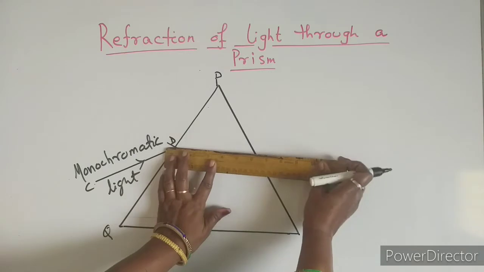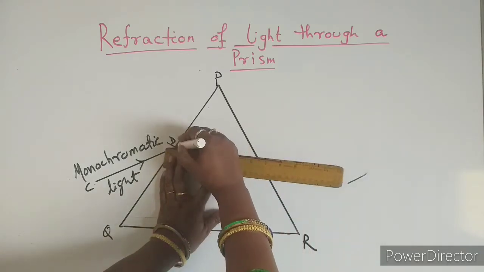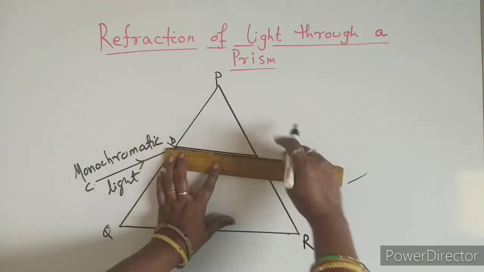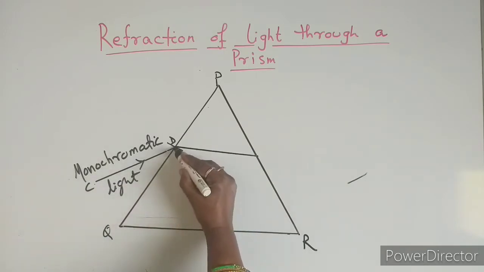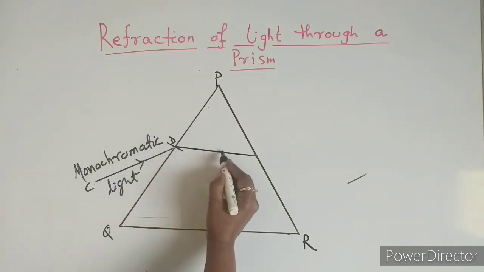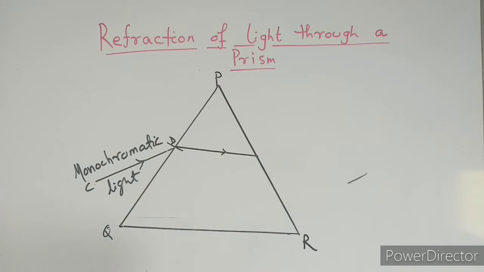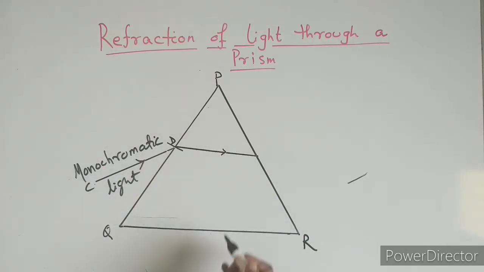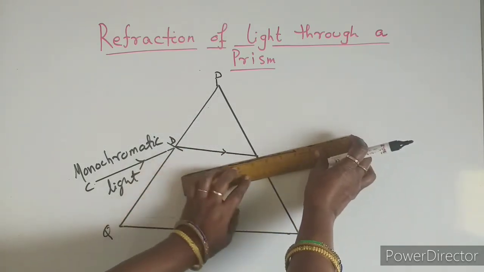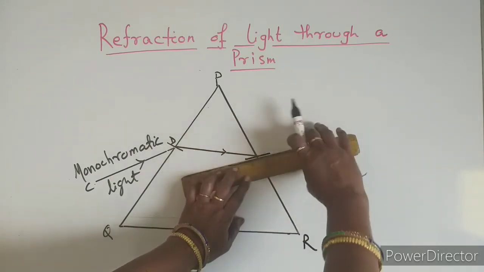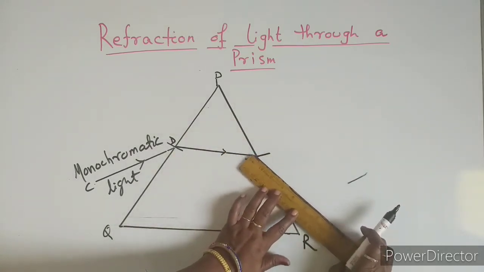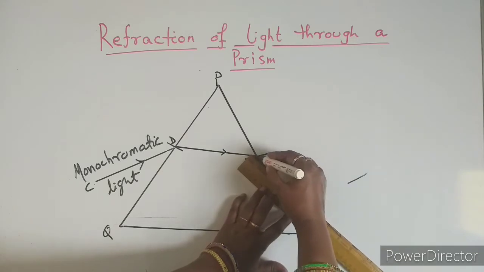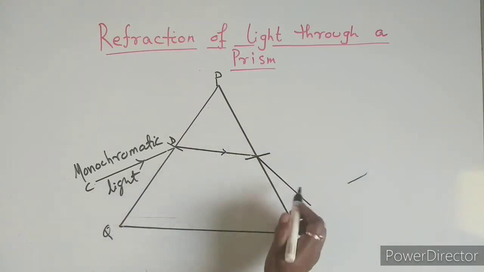So as a result, what will happen? It will bend. Instead of going in its original direction, it comes nearer to the normal, and we can say towards the base of the prism. When it strikes the other surface, obviously there will be a perpendicular here, and this ray will be bent away from the normal.